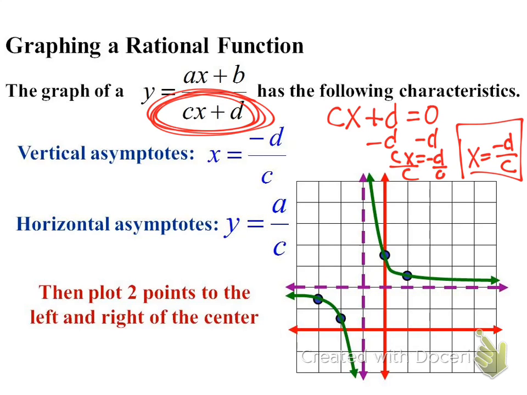The horizontal asymptote is a little bit different. When you have the same number of x's in the top and bottom, your horizontal asymptote is always this ratio.